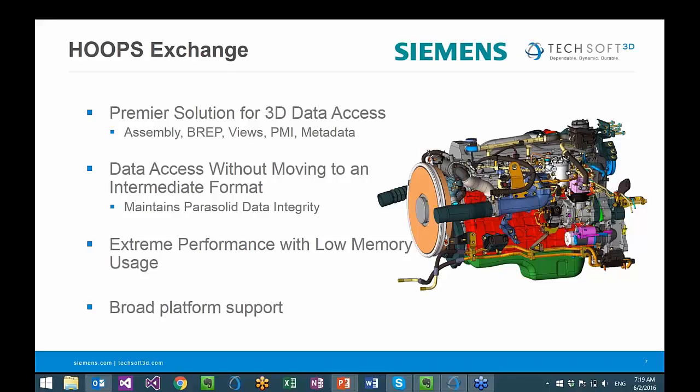One of the really important parts of Hoops Exchange, and specifically with our integration with Parasolid, is that we will read the data natively and directly without translating it to an intermediate format. Why that's really important is on two fronts. The first is that when we're bringing the data into Parasolid, so when we're talking about NX, Solid Edge, or SolidWorks data, the BREP data is untouched. So you're not dealing with translation. And when you're not dealing with translation, it means that your success rate improves dramatically. So that's the first thing that's really important.